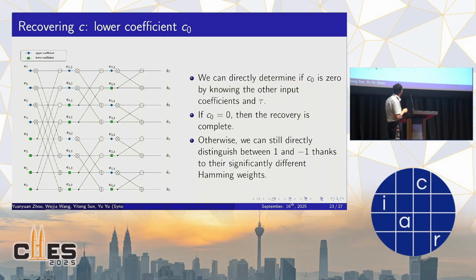The only remaining coefficient is C0. But it is quite simple, because we can directly determine if C0 is 0 or non-zero, since we already know the other coefficients and we know that the number of non-zero coefficients is tau. So if we find C0 is 0, then the recovery is complete. Otherwise, we can still directly distinguish between 1 and -1, thanks to their significantly different Hamming weights. So we finished the recovery of C.